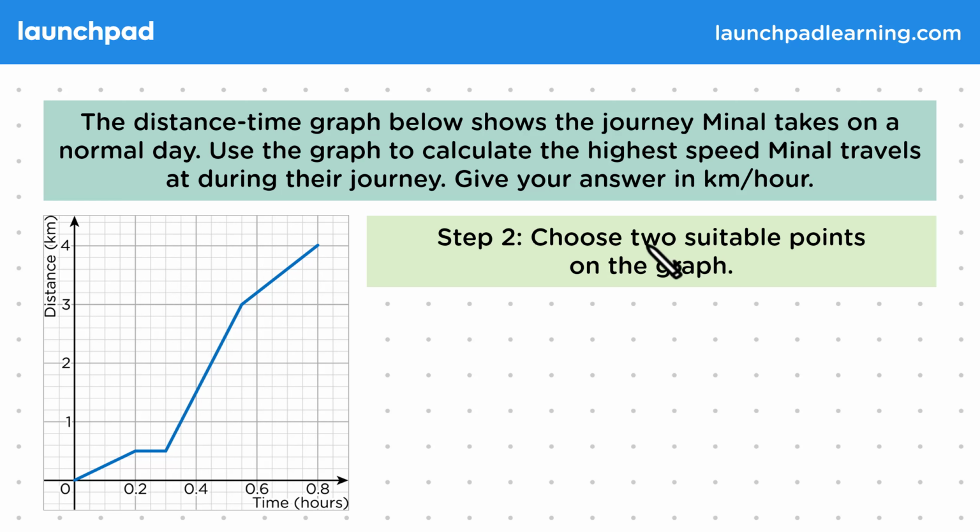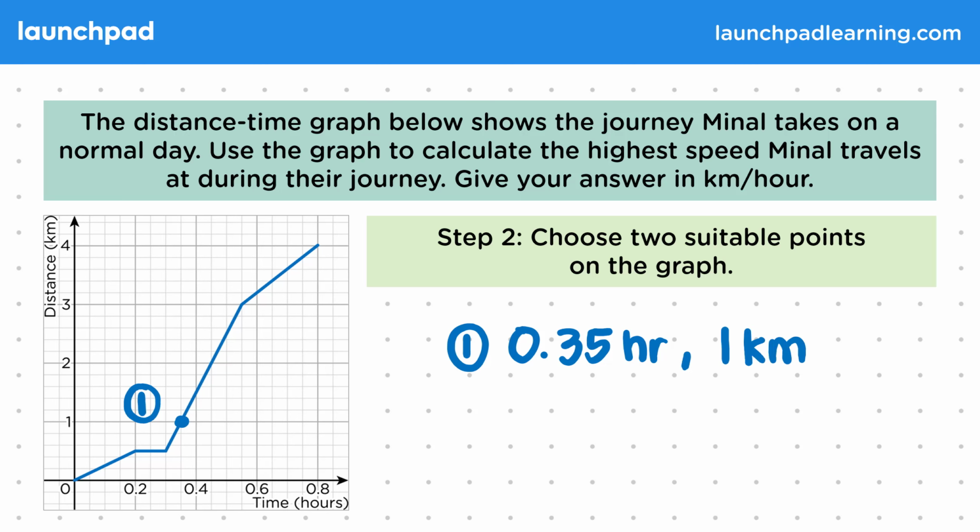In step 2, choose 2 suitable points on the graph. When calculating gradients, we should choose 2 points that are easy to read and far apart from each other. This will make our calculation as accurate as possible. Let's choose our first point to be here, where we can clearly see that the time was 0.35 hours and the distance was 1 kilometre.